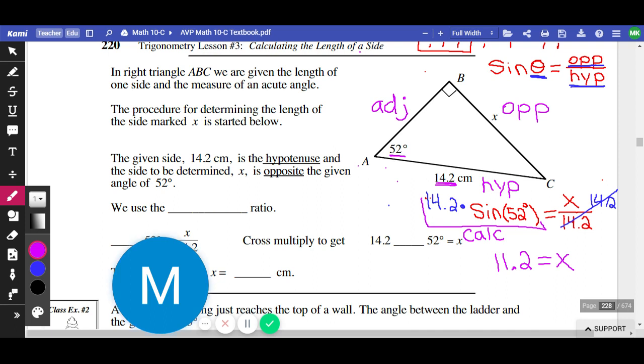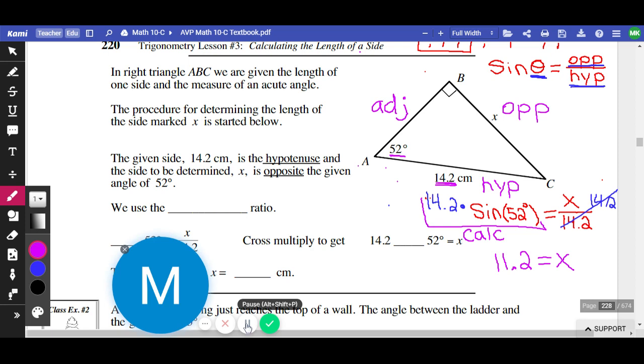For those of you with different calculators, typically what you need to do is put the degree in first. So you go 52 and then hit sine, and it'll give you a decimal, and then hit multiply by 14.2. I'll come and take a quick peek right there.